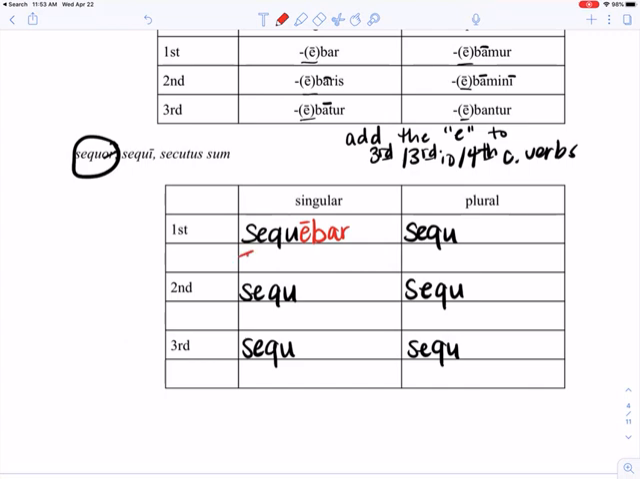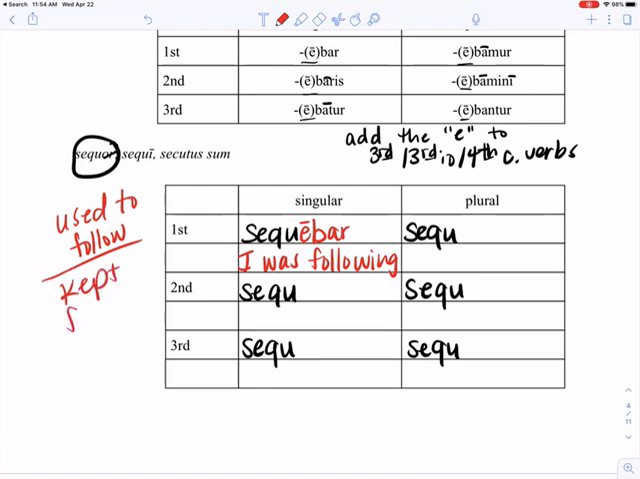And so this is going to be I was following. Okay. Remember, for imperfect, we can say was or were following. We can say used to follow. Or we can say kept following. Okay. All right, so for second singular, we're going to add that E with a macron and then baris. And so this is you were following.